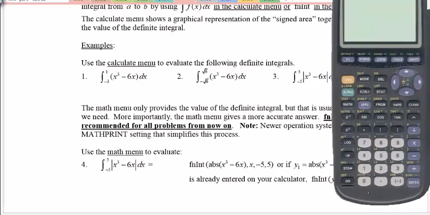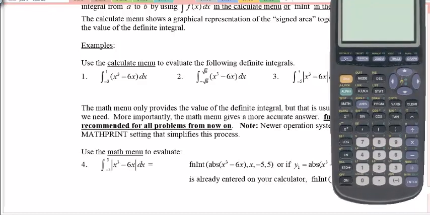Let's just take a look. We can actually graph out the function. So go y equals. Let's clear all this stuff. I will say x cubed minus 6x. I'll go zoom standard.